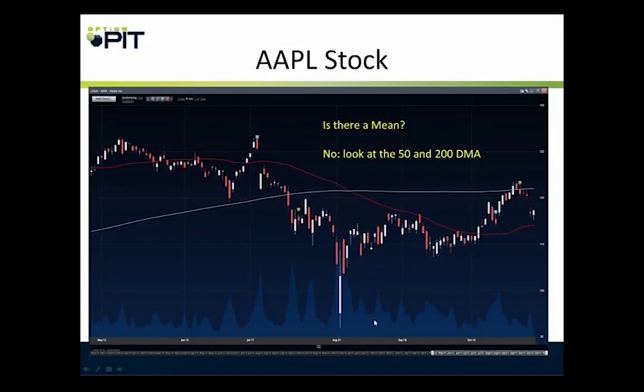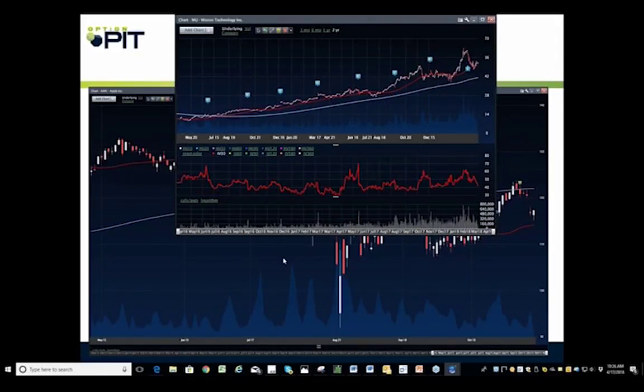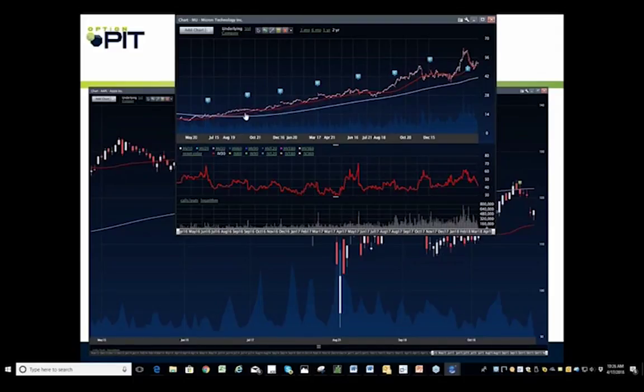This is Apple stock. This is an old chart, but I want you to look. It's kind of nonsensical. If I pull up a chart of Micron, here's a 2-year chart of Micron. Does that appear to have any pattern to it? The Elliott wave people say, oh, there's a clear pattern. Well, take a look at this 50-day moving average. It's going straight up. Take a look at the 200-day moving average, straight up. The only pattern is up for Micron.